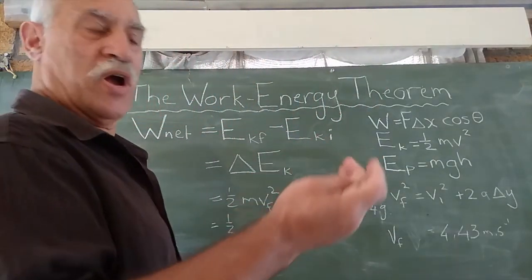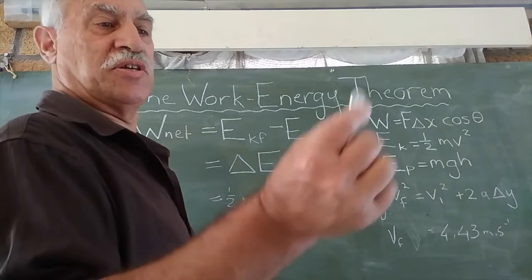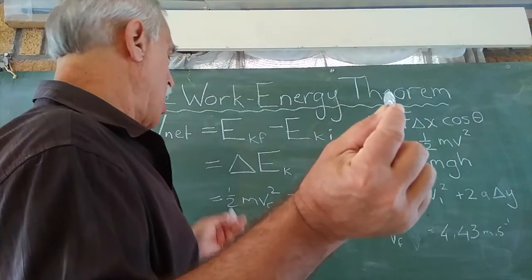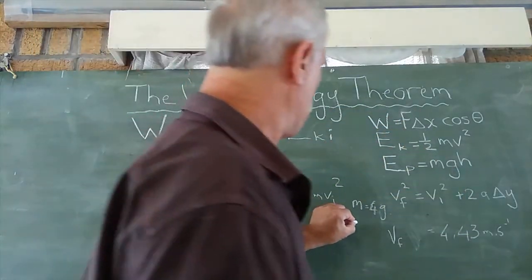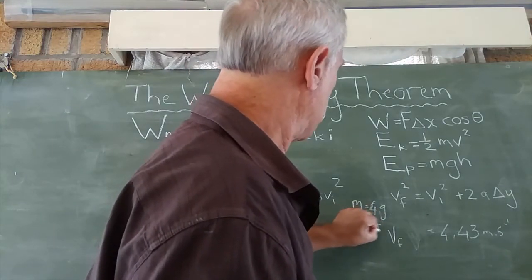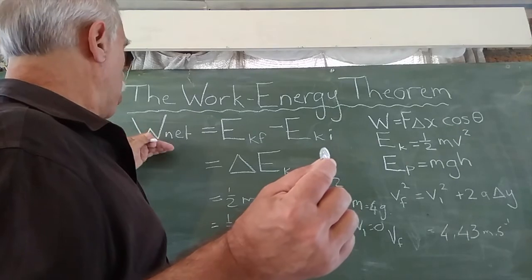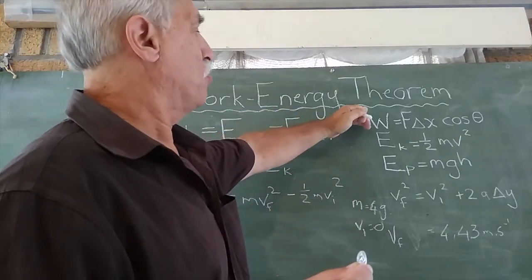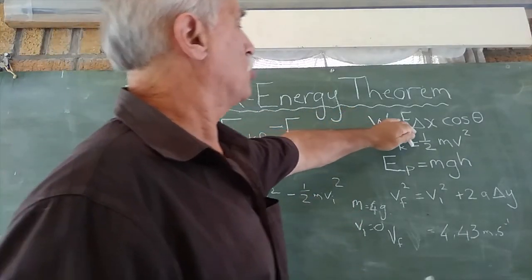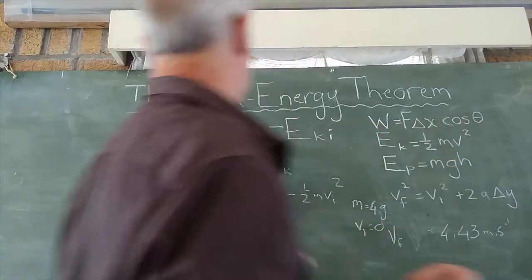The mass of a 1 rand coin, I looked it up on the internet, is 4 grams. What is V initial? It started out at 0 meters per second. And what is work net? Well, there's our formula for work: force times distance times cos theta.